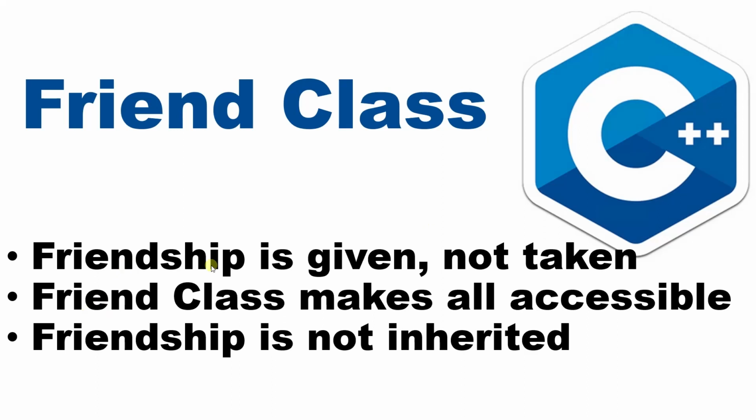The first one is that friendship is given, not taken. The second one is that friend class makes everything accessible. And the third one is that friendship is not inherited. So let's write some code.